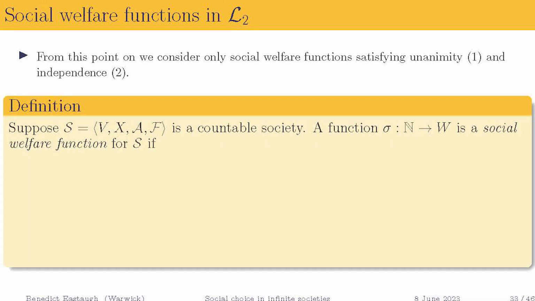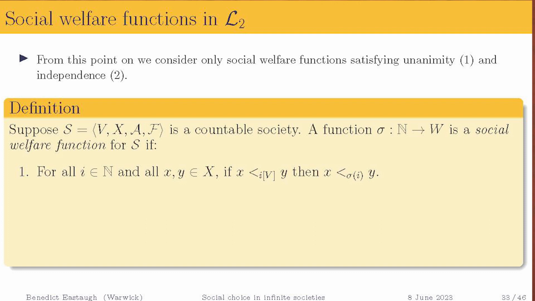So suppose we have a countable society, then a social welfare function is going to be a function from natural numbers to weak orders. Why from natural numbers? Before, the social welfare function was a function from profiles. Well, here the social welfare function is going to map indexes of profiles, the names of profiles, rather than the sets themselves.